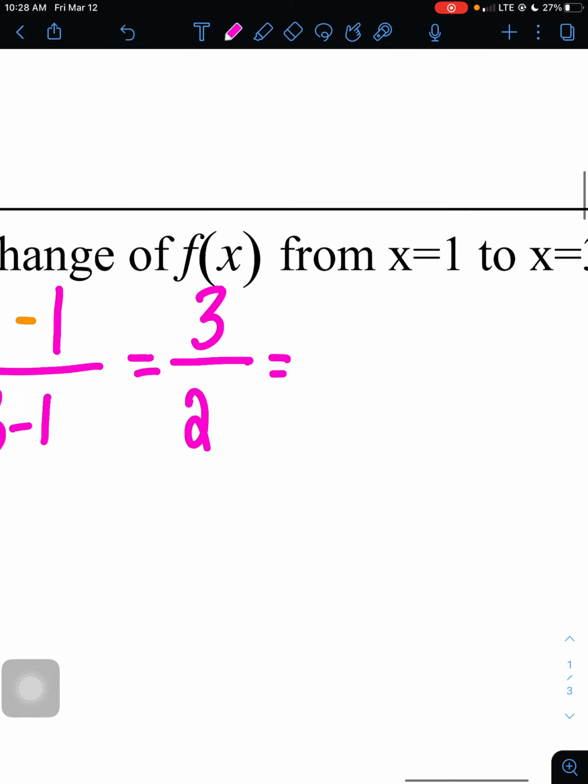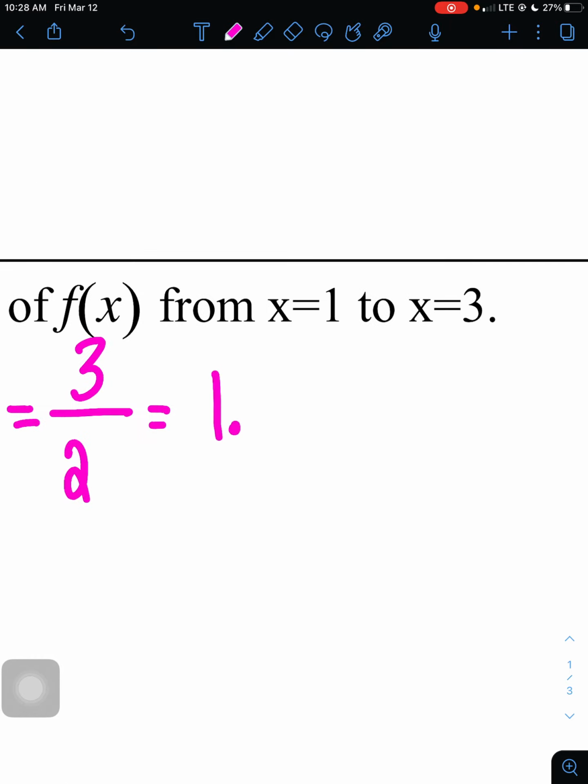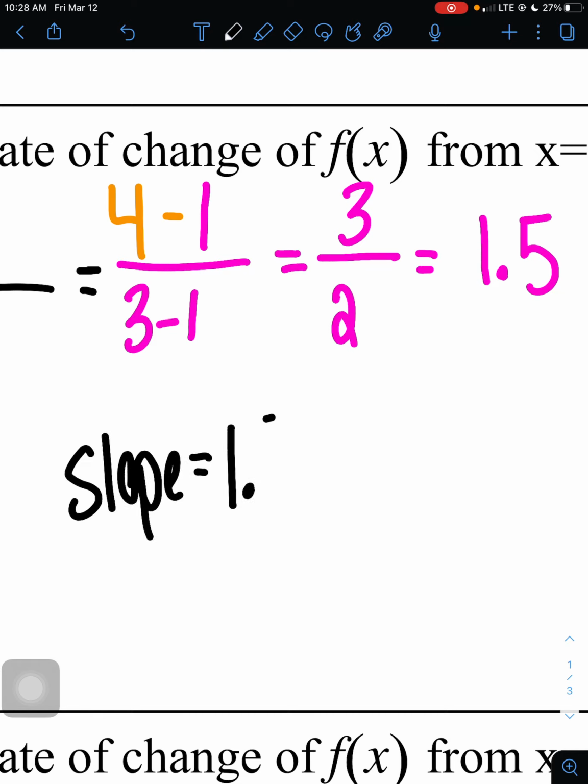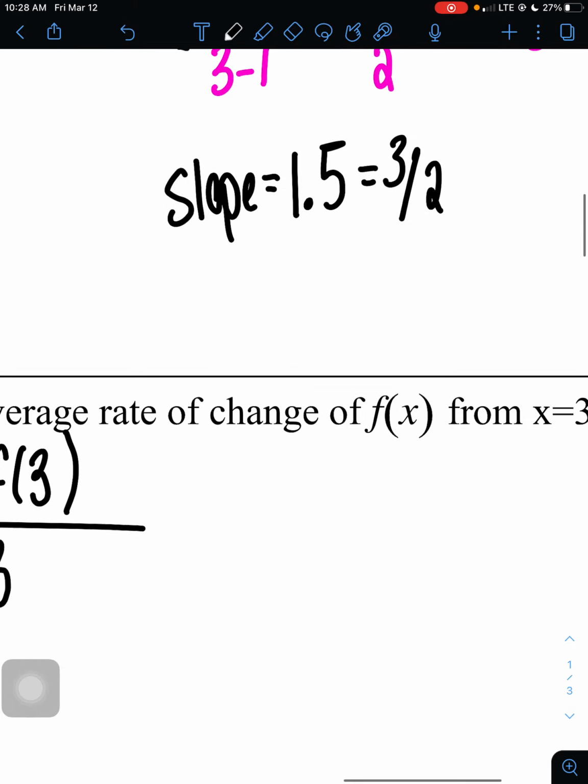I really can't simplify that. I could just say 1.5 if I wanted to. But 3 over 2, those are equivalent values. So either way is fine. So the slope for this question is 1.5, which is the same thing as just saying 3 over 2, depending on the format they ask. So a fraction or a decimal, same thing.